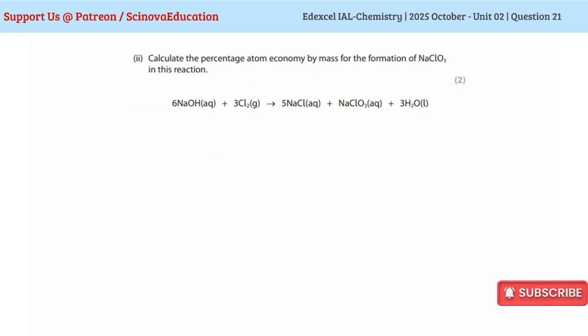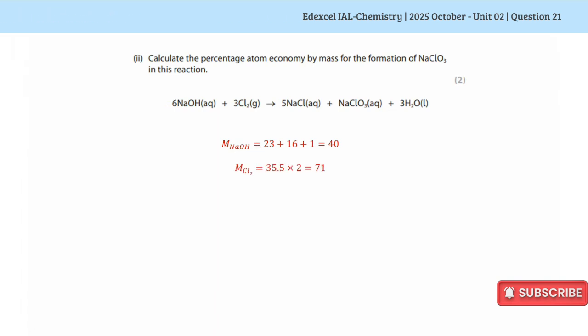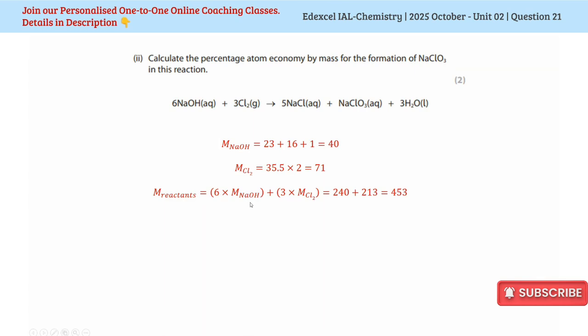Calculate the percentage atom economy by mass for the formation of sodium chlorate 5 in this reaction. Again, we will take the reaction and we can determine the molar mass of sodium hydroxide, molar mass of chlorine, and thereby we can get the total mass of reactants as 6 times molar mass of sodium hydroxide plus 3 times molar mass of chlorine. It gives us the value of 453.